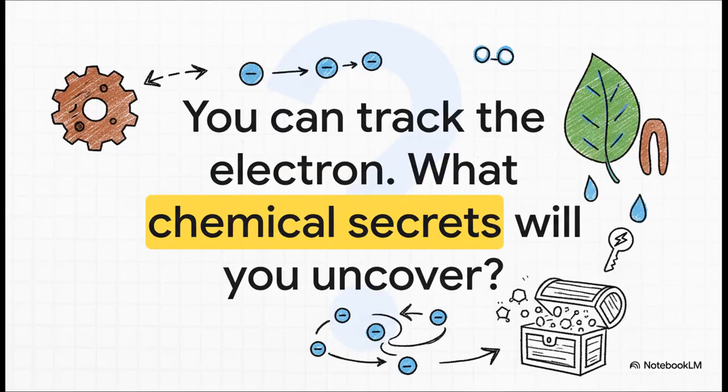So there you have it. From rust to respiration to detective work, it really is all about tracking the electron, the fundamental currency of chemistry. You now have the tools to follow that currency, to understand the rules of this great exchange. It's the key to unlocking so much of the world around us. So the only question left is, what chemical secrets will you uncover next?